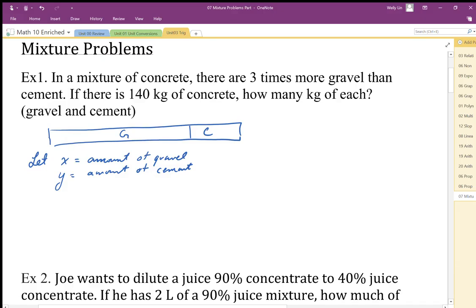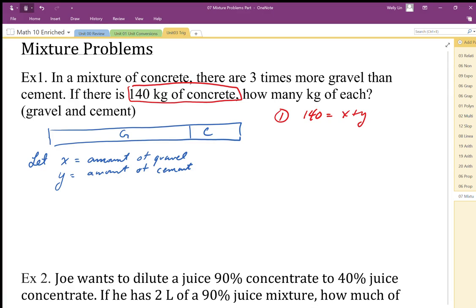Okay, so to get the concrete then we're going to mix these two together, and it looks like this. So one equation will be 140 kilograms is equal to the amount of gravel plus the amount of cement. So there's one equation. Okay, so this is equation 1 based on the 140 kilograms of concrete. So 140 is equal to x plus y.